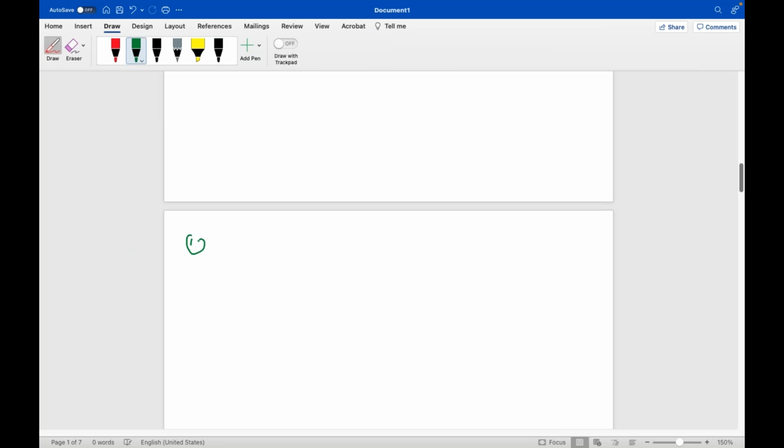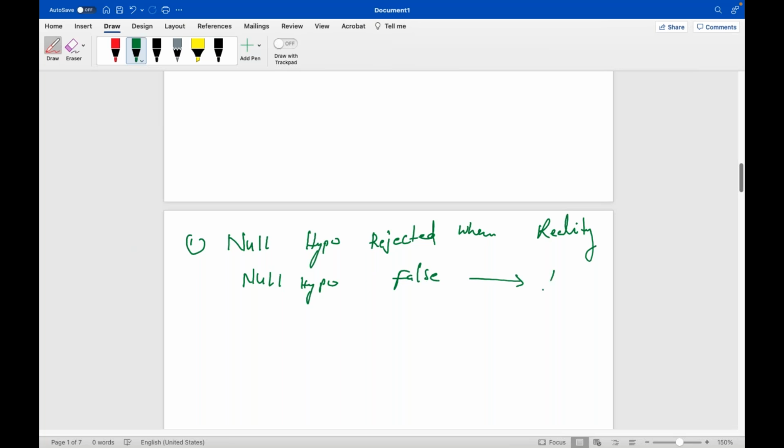My first outcome is: null hypothesis rejected. Let me consider you just calculated some statistical operations, and from that your null hypothesis is rejected. But actually in reality check also, the null hypothesis is false. In reality the null hypothesis is false, which means that whatever you calculated could be correct.